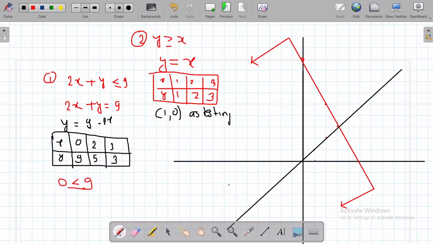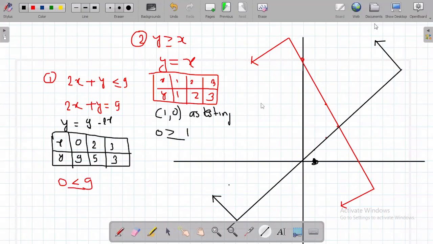But remember that (1, 0) is here, right? Please, all of you, you have to test (1, 0). So y is replaced by 0 and x is replaced by 1. So (1, 0) test means it is false. Okay, (1, 0) I have tested, it is false. So the arrow will be away from (1, 0), like this way. This is the second inequality which we got.